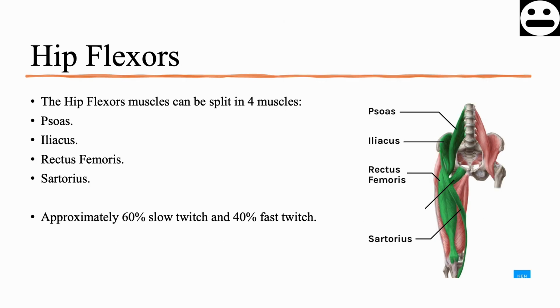Moving on to the lower body, here we have the hip flexors, and they can be split into 4 muscles: psoas, iliacus, rectus femoris, and sartorius. Butchered that again. But anyway, usually they are approximately 60% slow twitch and 40% fast twitch.